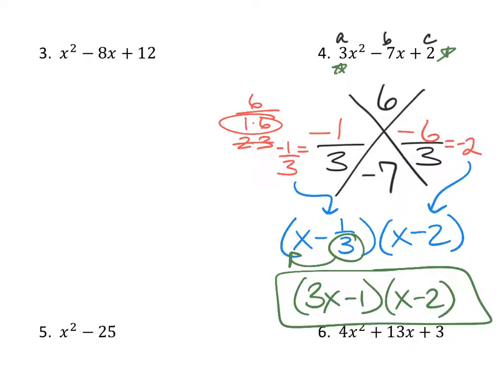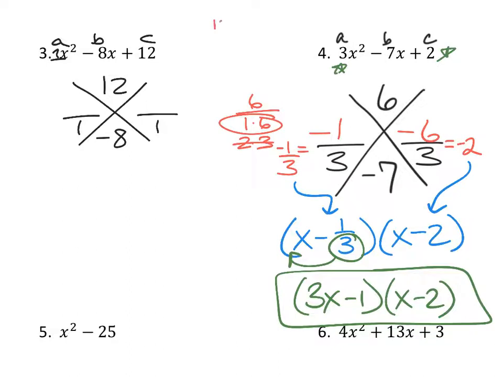All right, hopefully you paused the video and you gave it a shot. Thank you for following instructions. We have A, B, and C. A this time is an invisible 1, so 1 times 12 is 12, and in the bottom is a negative 8. In my denominators will be 1 again because that's my a value. Now I'm looking for numbers that will multiply to 12 and add to negative 8. The factors of 12 are 1 times 12, 2 times 6, and 3 times 4.